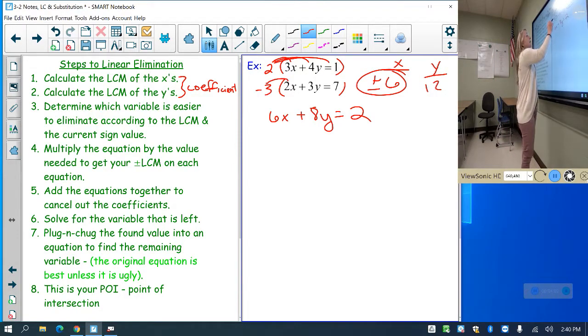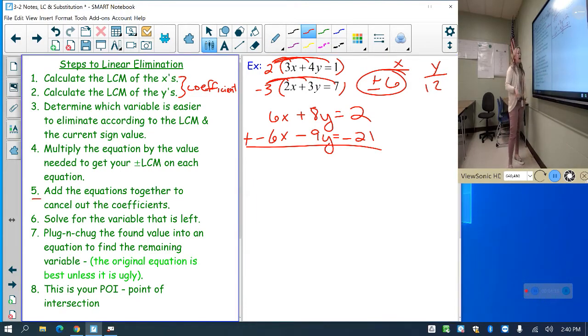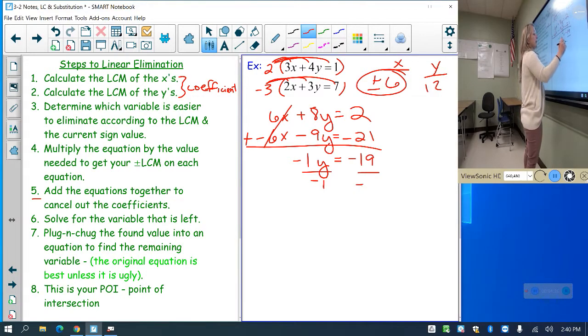Negative 3. When I distribute that, negative 3 times 2x gives me negative 6x. Negative 3 times 3y is negative 9y. Negative 3 times 7 is negative 21. And the reason I did that is because now the next step is we're going to add the equations together so that the coefficients cancel out. The x coefficients cancel out. 6x minus 6x cancels. 8y minus 9y is negative y. 2 minus 21 is negative 19. That means y is 19.